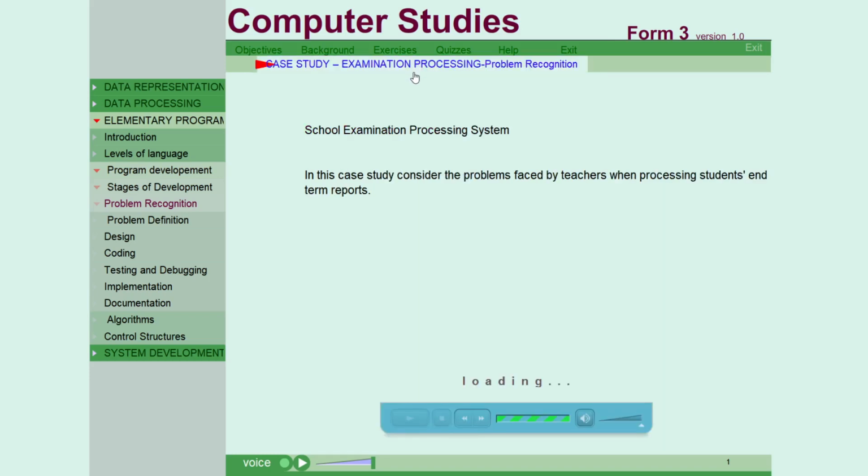School examination processing system. In this case study, consider the problems faced by teachers when processing students' end-term reports.